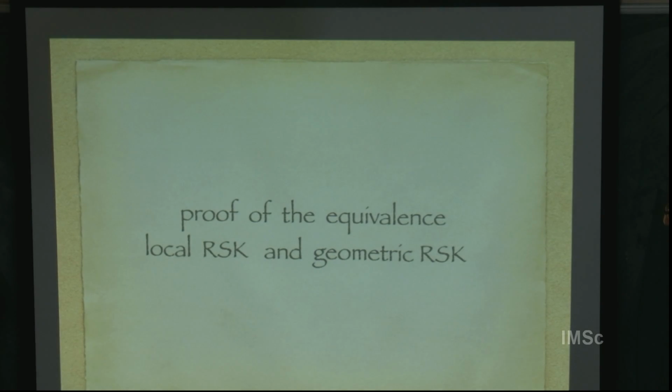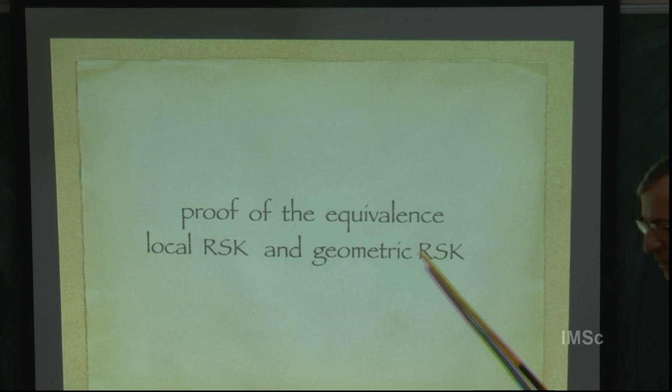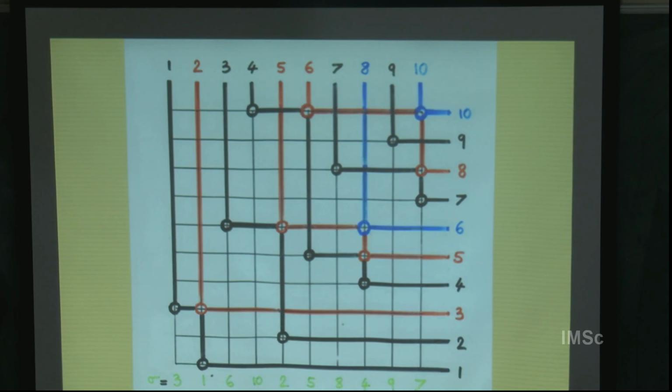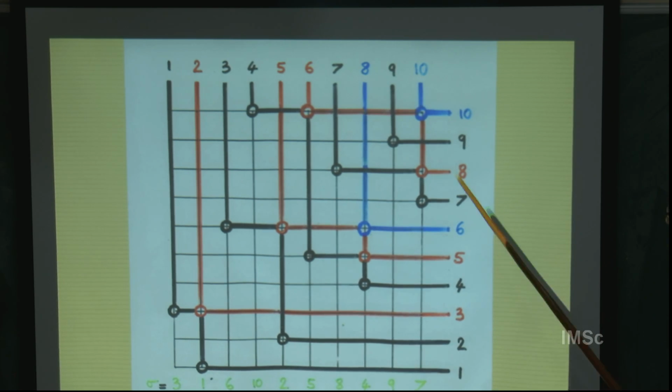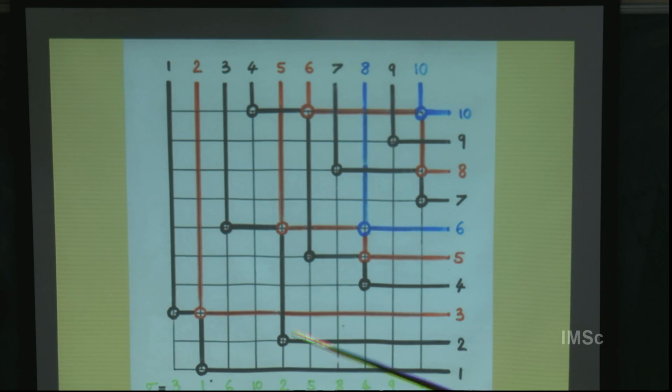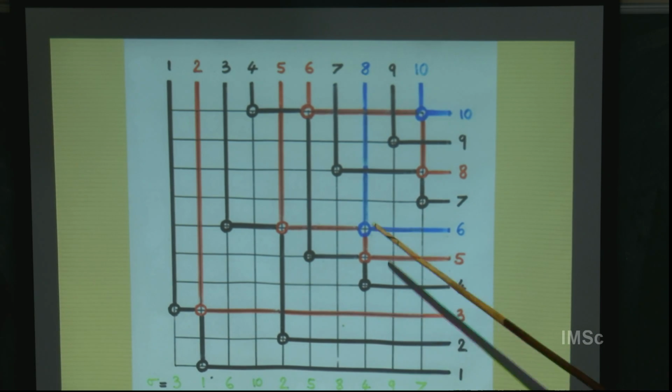I will prove the equivalence of RSK, and I will go to geometric RSK. I like shadow and light, so I will go back to this geometric RSK. Let's go back to the second definition of RSK. So this is the whole picture: I put my shadow in black, then the red points, then the sequence of shadows in red, then the blue points, etc.